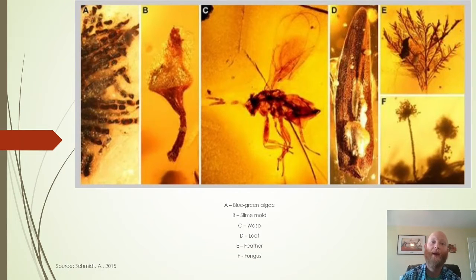So things get trapped inside this tree resin. Bugs, plants, lots of small things and slow-moving things can get trapped inside the amber and get buried into the earth for millions of years, and the resin turns into a gemstone, amber, and whatever was inside of it is trapped inside.